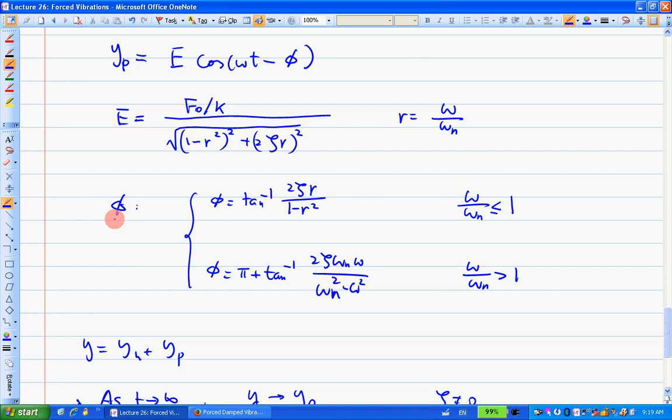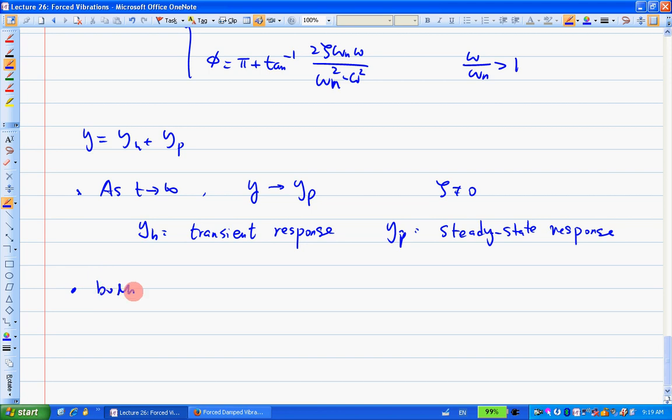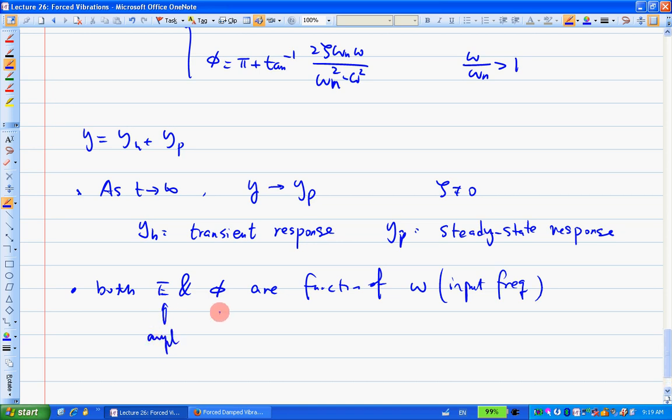Look at the phase phi here. Doesn't matter which case it is, phi is also a function of the input frequency. So both the amplitude E and the phase phi are functions of omega, which is the input frequency. This is basically what I was talking about at the beginning, the frequency response. This is the amplitude, and this is the phase.